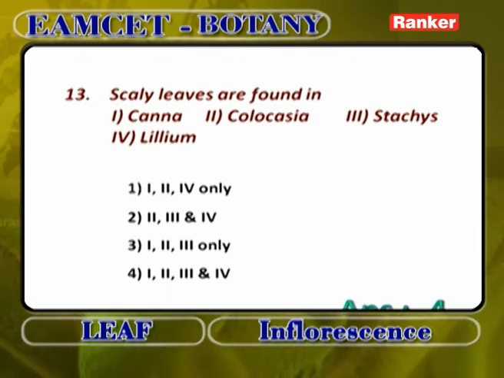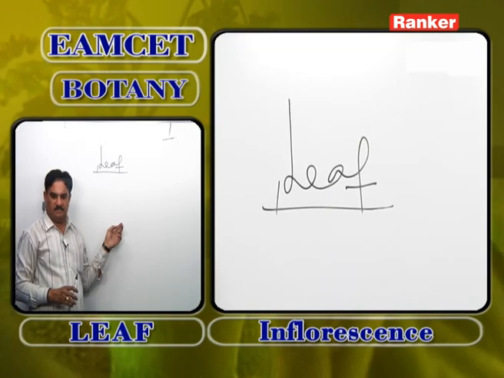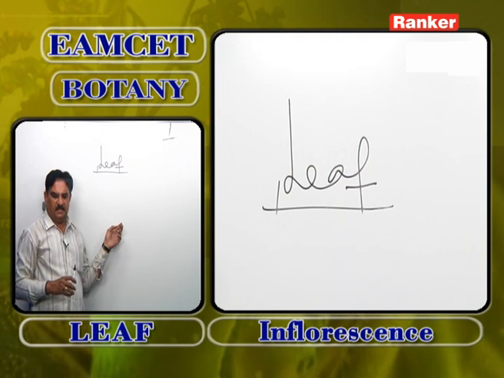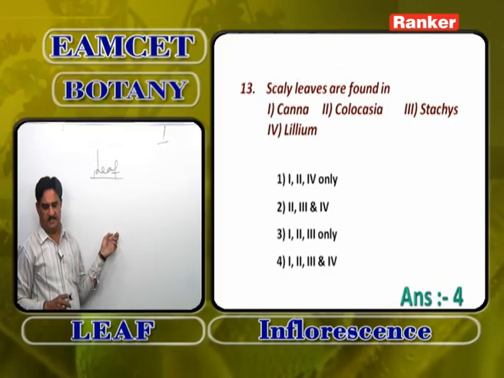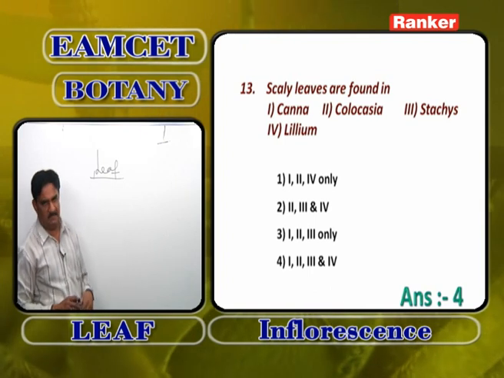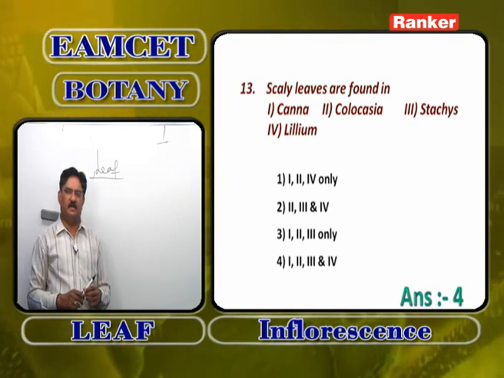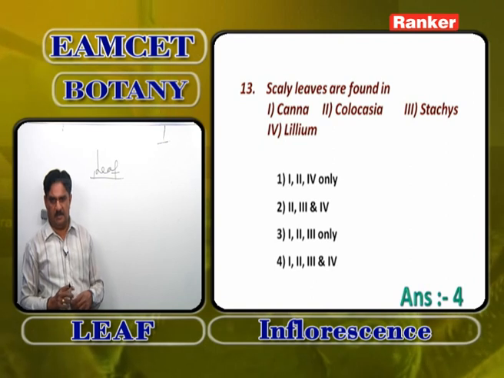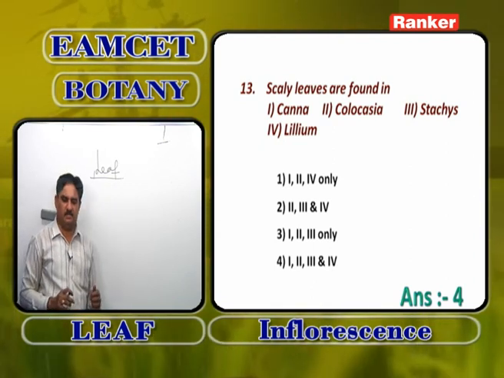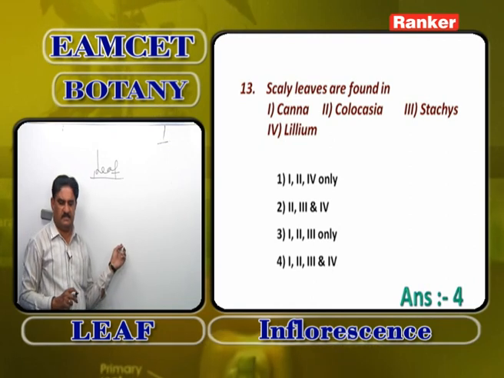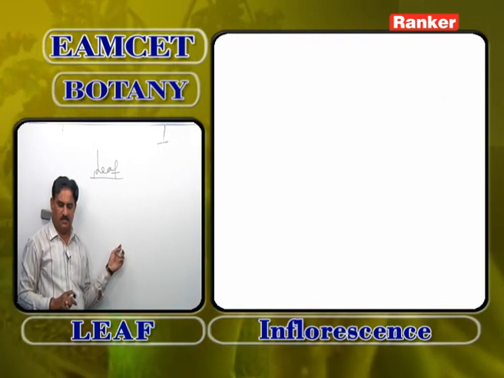Canna indica, the underground stem modification is a rhizome. Colocasia, the underground stem modification is a corm. Solanum tuberosum, the underground stem modification is a tuber. And in Lilium, the underground stem modification is a bulb. In Canna, rhizome. In Colocasia, corm. In Solanum tuberosum, tuber. In Lilium, bulb. Scale leaves are definitely present because underground stem modifications are identified by the presence of apical bud, axillary bud, nodes, internodes, and scale leaves. So the answer will be 1, 2, 3, 4. All are the answers for this question.